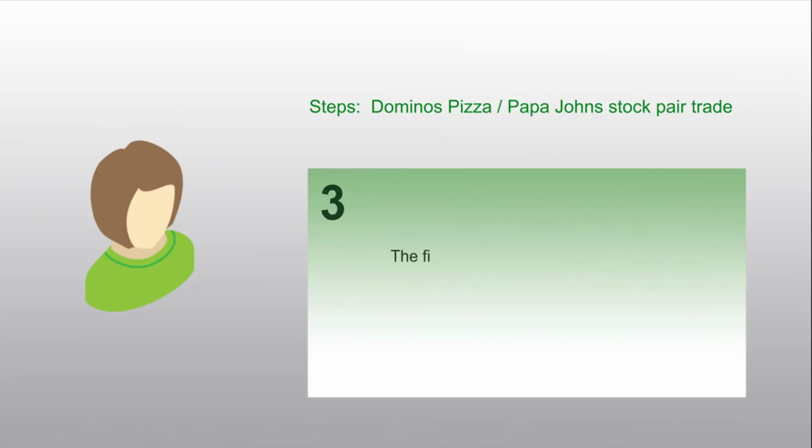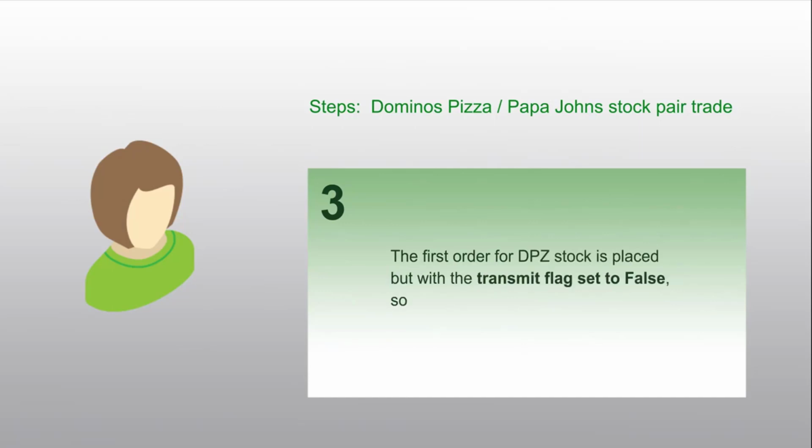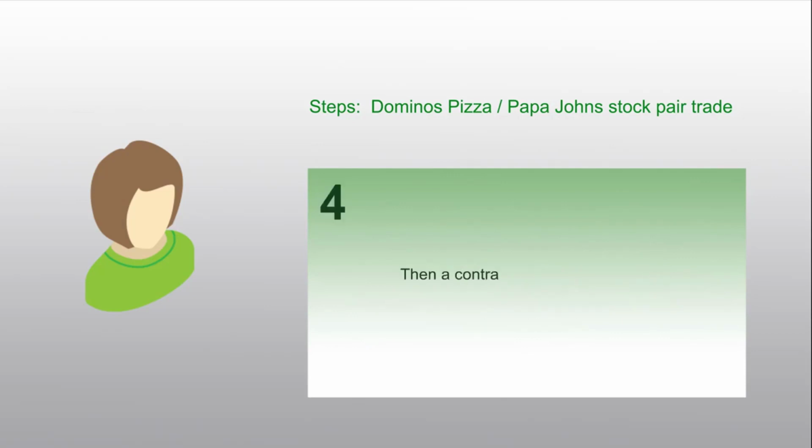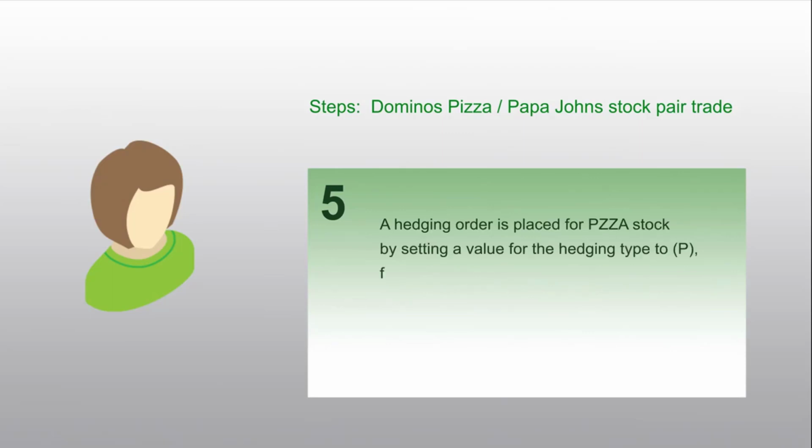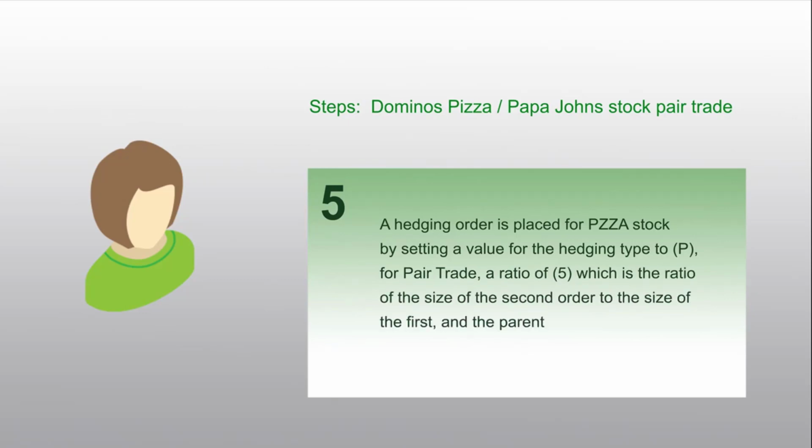Next, the first order for DPZ stock is placed, but with the transmit flag in the API order class set to false, so that the order is not sent to the IB server before the second order is attached to it. Then, the trader creates a contract object for Papa John's stock, symbol PZZA. Finally, a hedging order is placed for the PZZA stock by setting a value for the hedging type to the letter P, which stands for pair trade, a ratio of 5, which is the ratio of the size of the second order to the size of the first, and the parent order ID, which was used in step 3 in order to link the two orders together.